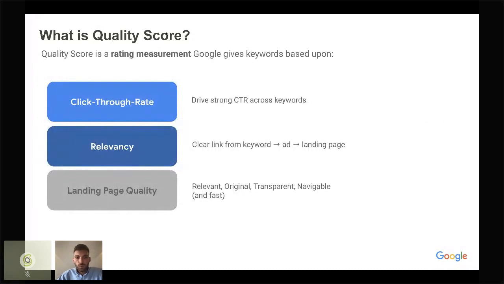What are the attributes of the quality score? Click-through rate, how often do the users click on your impressions? Relevancy, how relevant is the landing page compared to the keyword, the search term that you are advertising on? And the landing page quality, how quickly, for instance, does the landing page load?